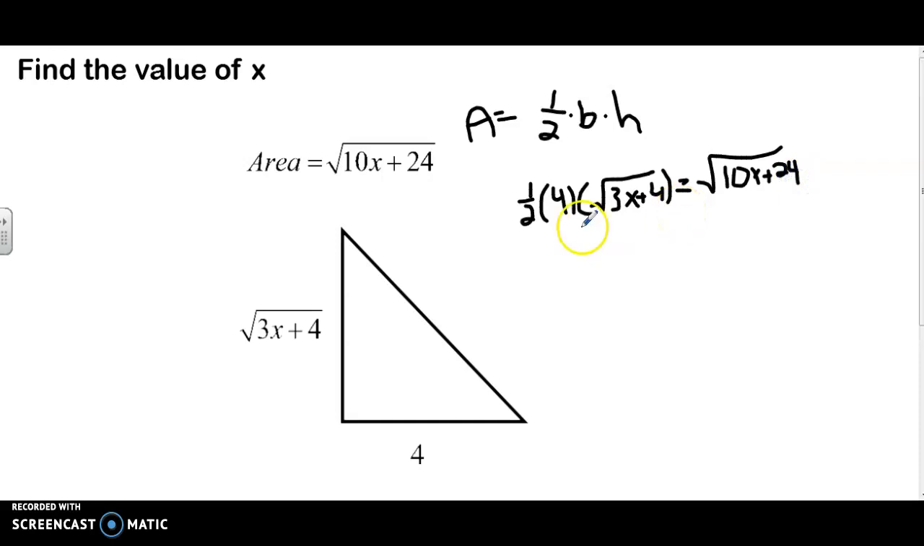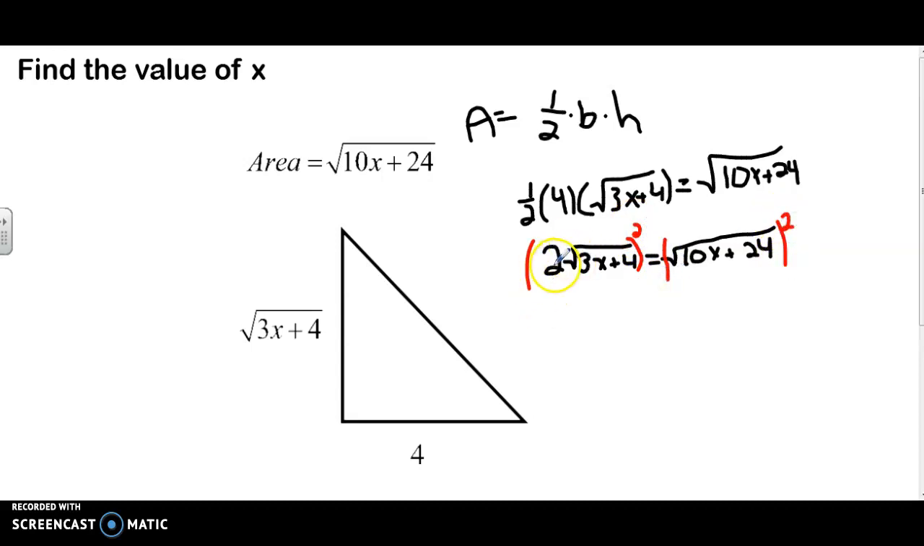So the first thing I can do is multiply 1/2 times 4, which is 2. And that gives me 2 times the square root of 3x plus 4. It's equal to the square root of 10x plus 24. And so now, since we can't isolate the radical signs anymore, we're going to square both sides. So I'm going to square this side here. I'm going to square this side here.